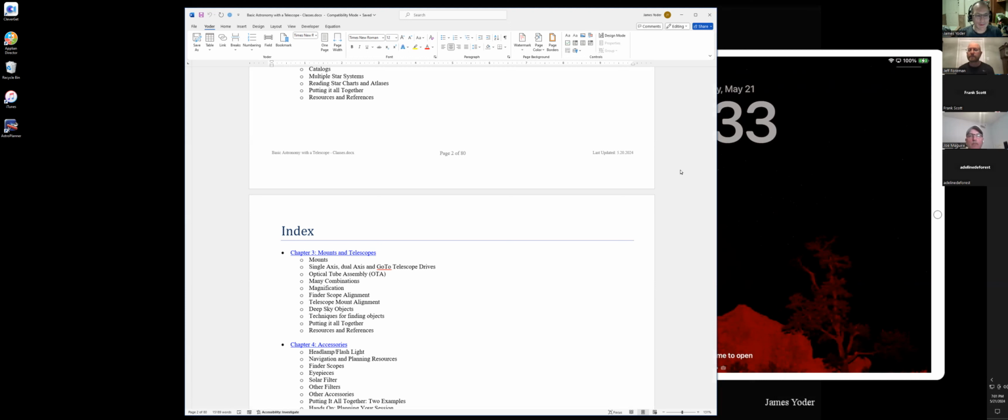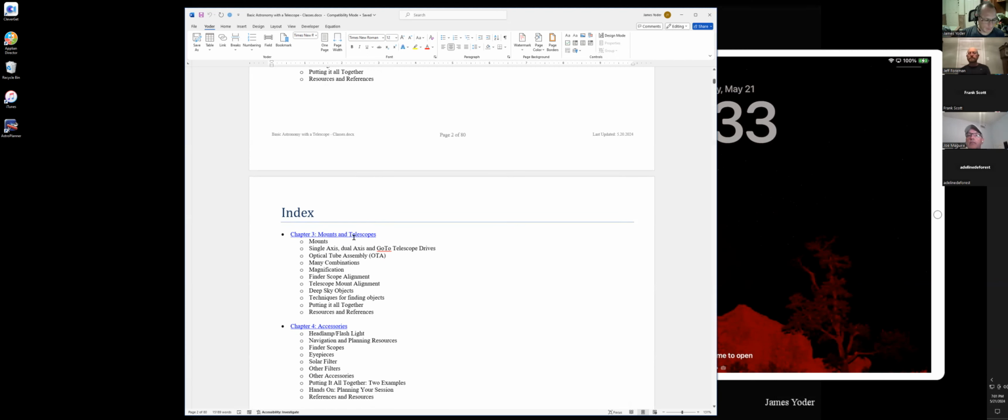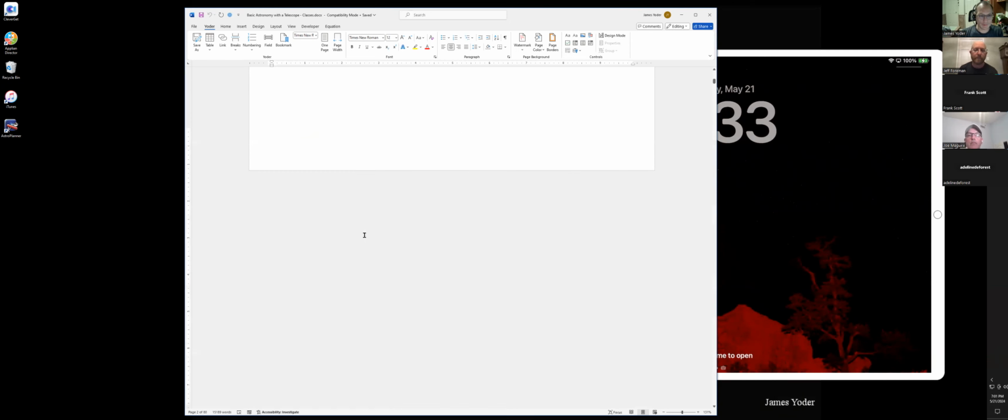We're also going to talk about multiple star systems and deep sky objects and techniques for finding deep sky objects. So let's get started. Oh, also just as an update, I'm going to update this document and the lab document tonight. So tomorrow morning, the latest version will be out. It's not much difference, but just to let you know, the website will have the latest version of it.